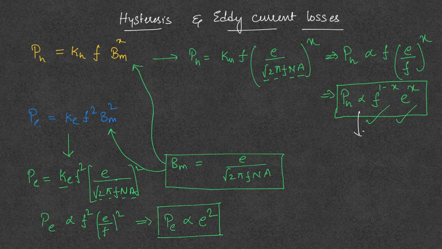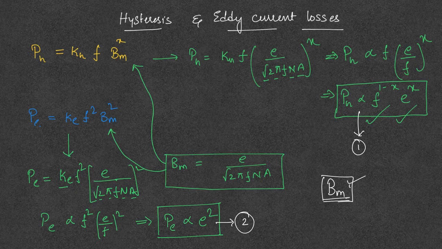So this is how the voltage and the frequency will affect the hysteresis and the eddy current losses at constant Bm, that is constant maximum flux density. But if Bm is varying, then these equations won't hold, so you have to take care of this. At constant Bm, the dependence of hysteresis and eddy current losses on the voltage and frequency is given by these two equations.